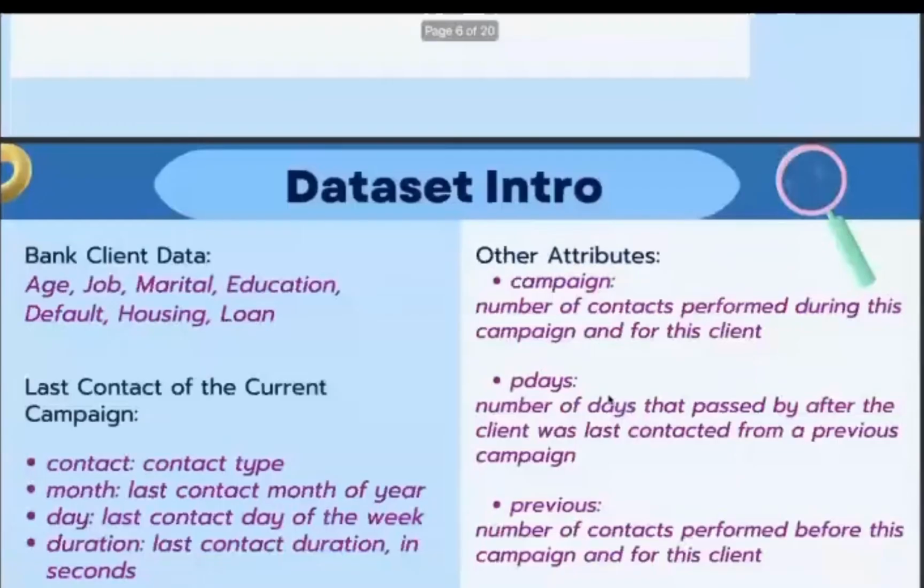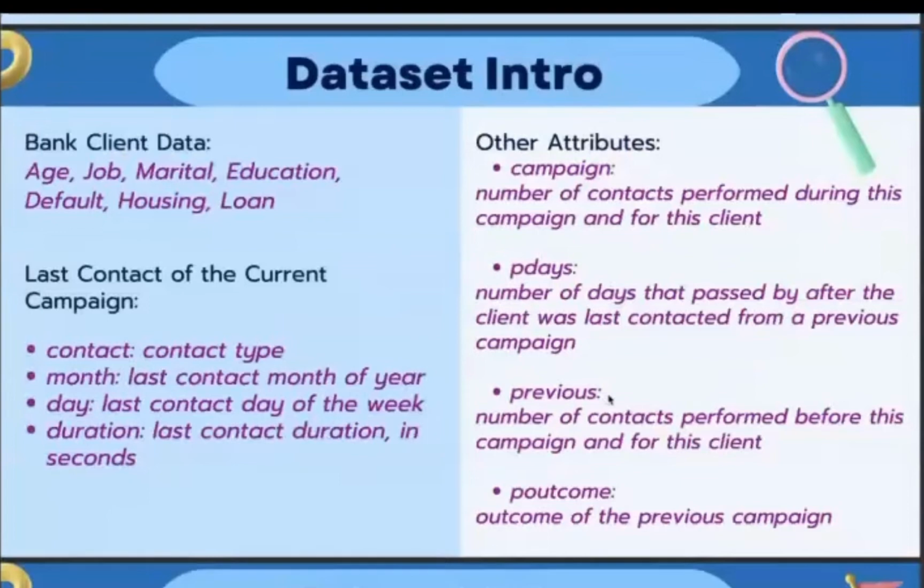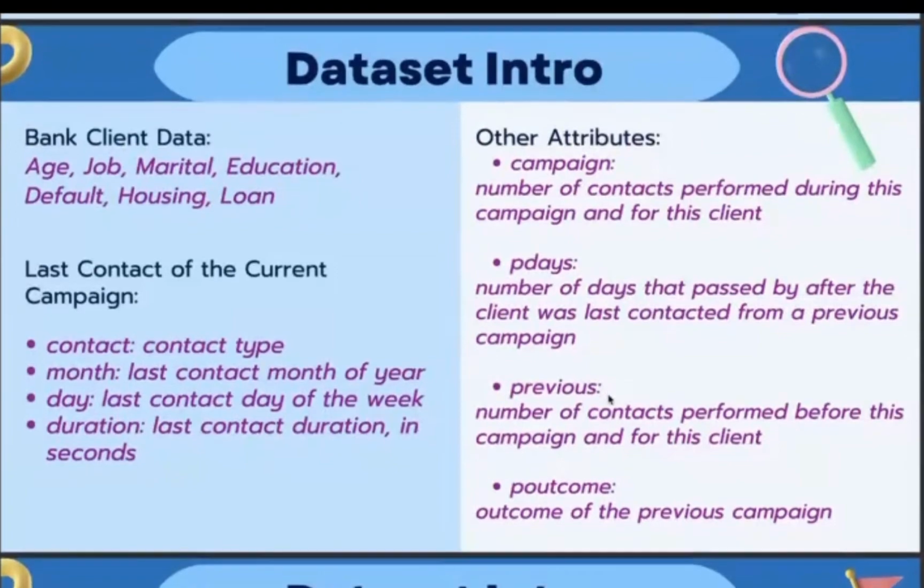Now let's look at our data set. Our data set includes 5 categories. The first one is the bank client data information like their age, job, and marital status, and so on. We also have some details related to the current and previous campaigns, like the contact type and the number of contacts during this campaign or in the previous campaign.